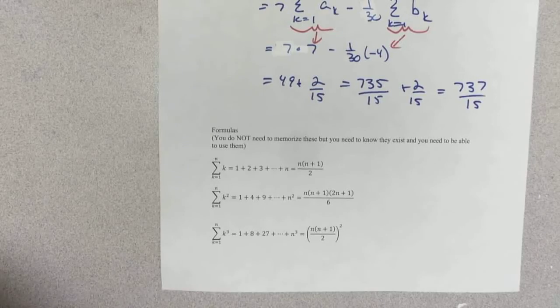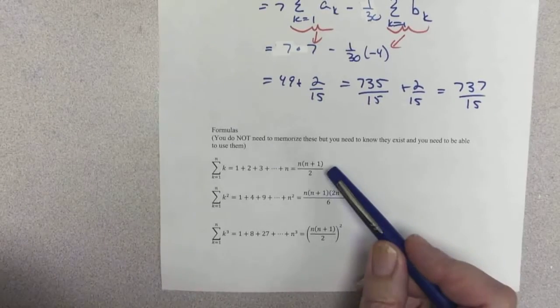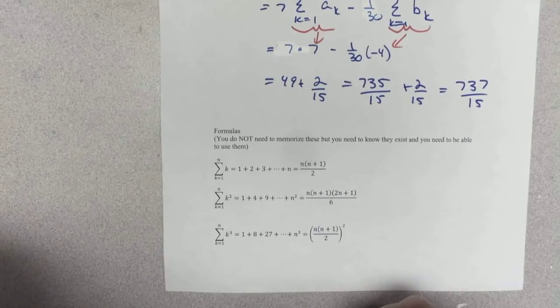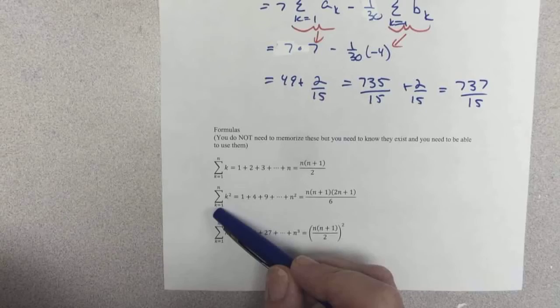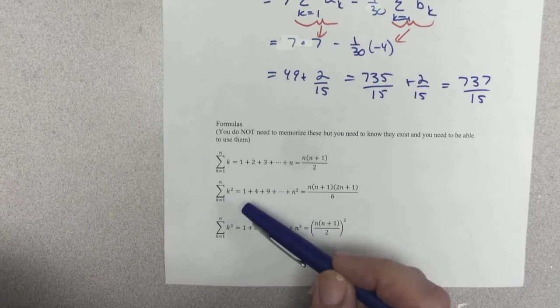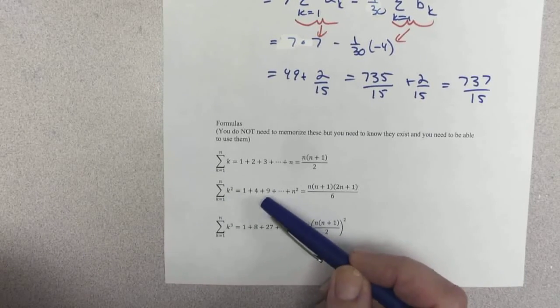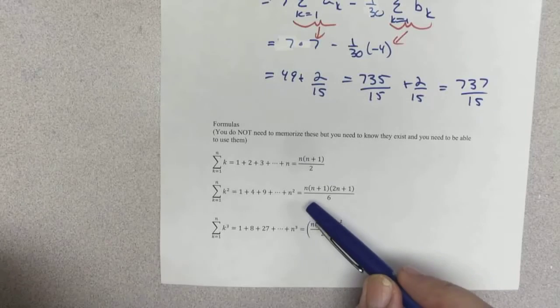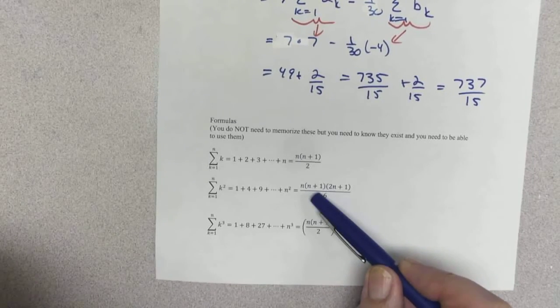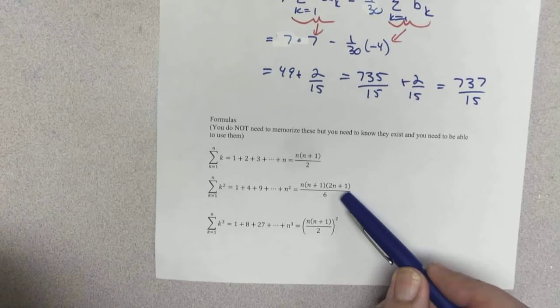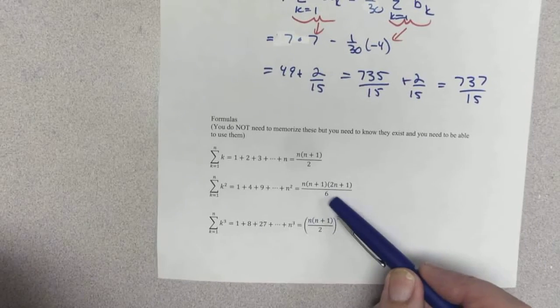The summation from k equal 1 to n of k, so 1 plus 2 plus 3 all the way up to n, is always given by n times the quantity n plus 1, the whole thing divided by 2. The summation from k equal 1 to n of k squared, so 1 plus 4 plus 9, and so on, is given by n times the quantity n plus 1 times the quantity 2n plus 1, whole thing divided by 6.